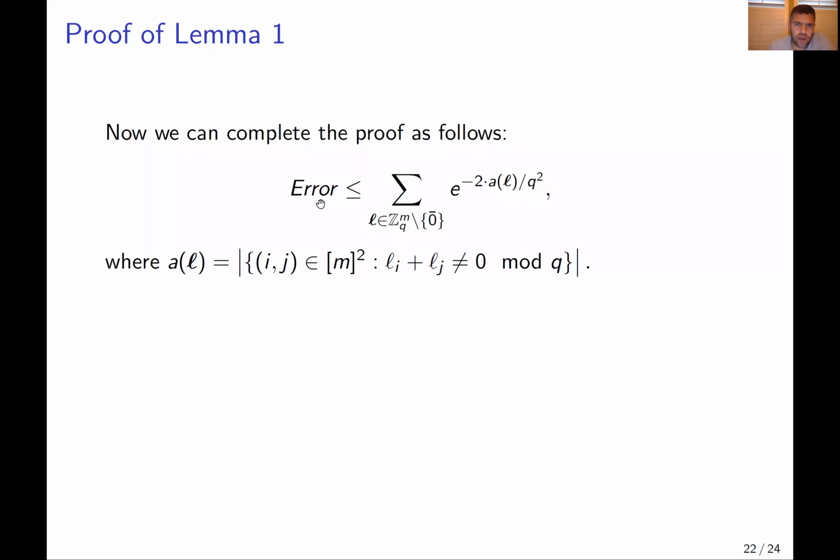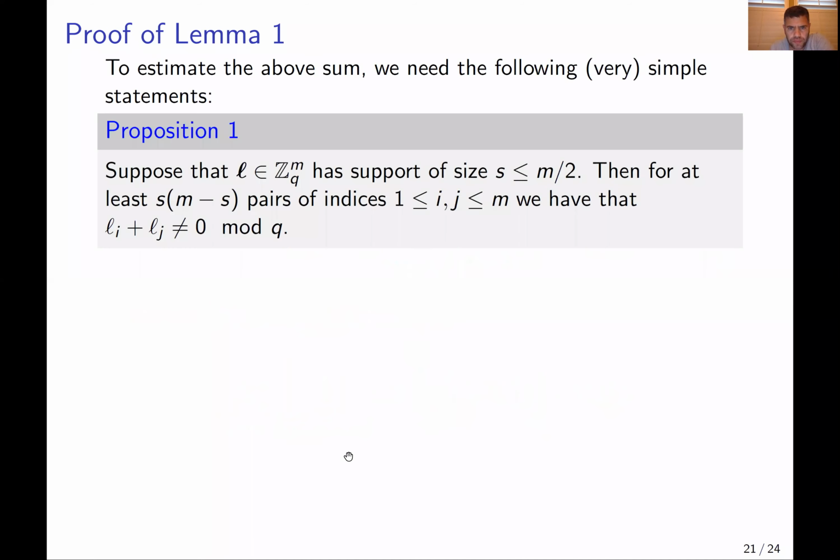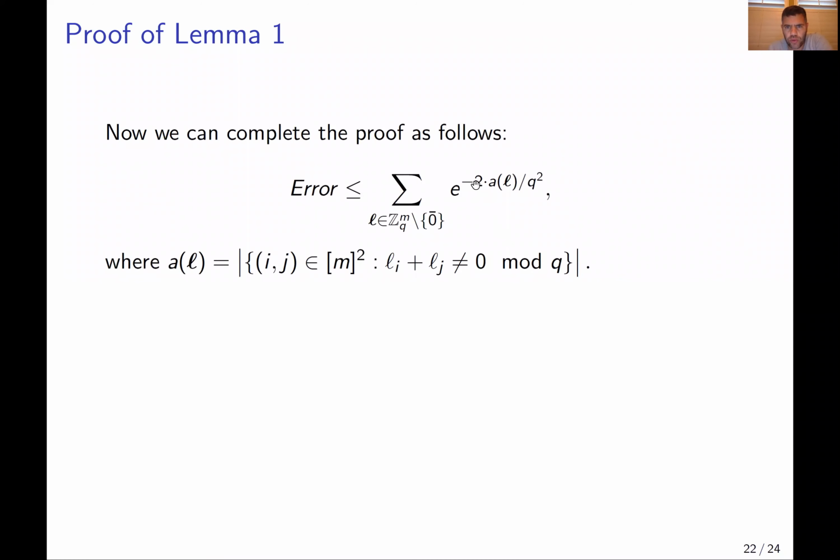And now we can complete the proof, because let's take this error. So let's go back to see it. So this is our error. We can upper bound the cosines by e to the minus 2 over q square in case that Li plus Lj is non-zero. So I want to know how many non-zero combinations Li plus Lj I have among all these m choose 2 many terms. So I can just write it as a sum of e to the minus 2 over q square times a of L. What is a of L? It's just the number of pairs ij for which Li plus Lj is not 0 mod q. Okay, so that's what I need.